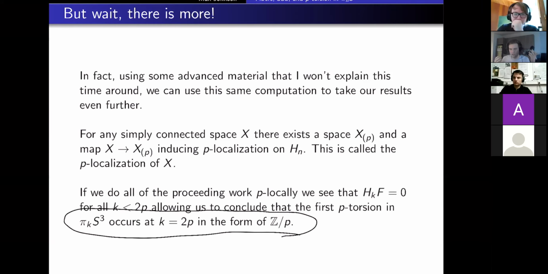Now, this doesn't actually compute pi_k S^3 or pi_{2p} S^3, but it does tell you what the p-torsion is. And when we're computing homotopy groups of spheres, we normally have to restrict ourselves to a torsion prime at a time. Because even when you go to more powerful machinery like the Adams spectral sequence or the Adams-Novikov spectral sequence, you end up having to work at a single prime.